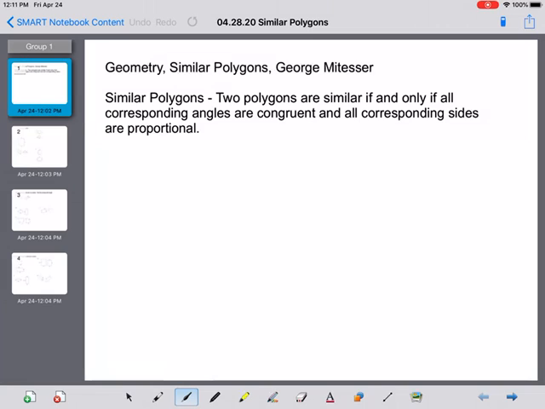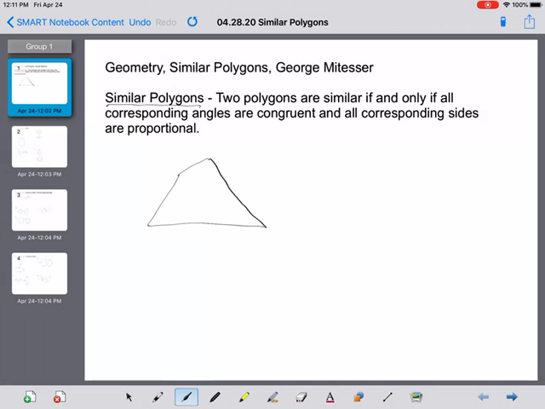Hello everybody! Today we're starting our next unit on similarity, similar polygons, similar triangle shortcuts, and so forth. So this is directly related to proportions and ratios. So here's the definition of similar polygons that you should add to your vocab list. Two polygons are similar if and only if all corresponding angles are congruent and all corresponding sides are proportional.